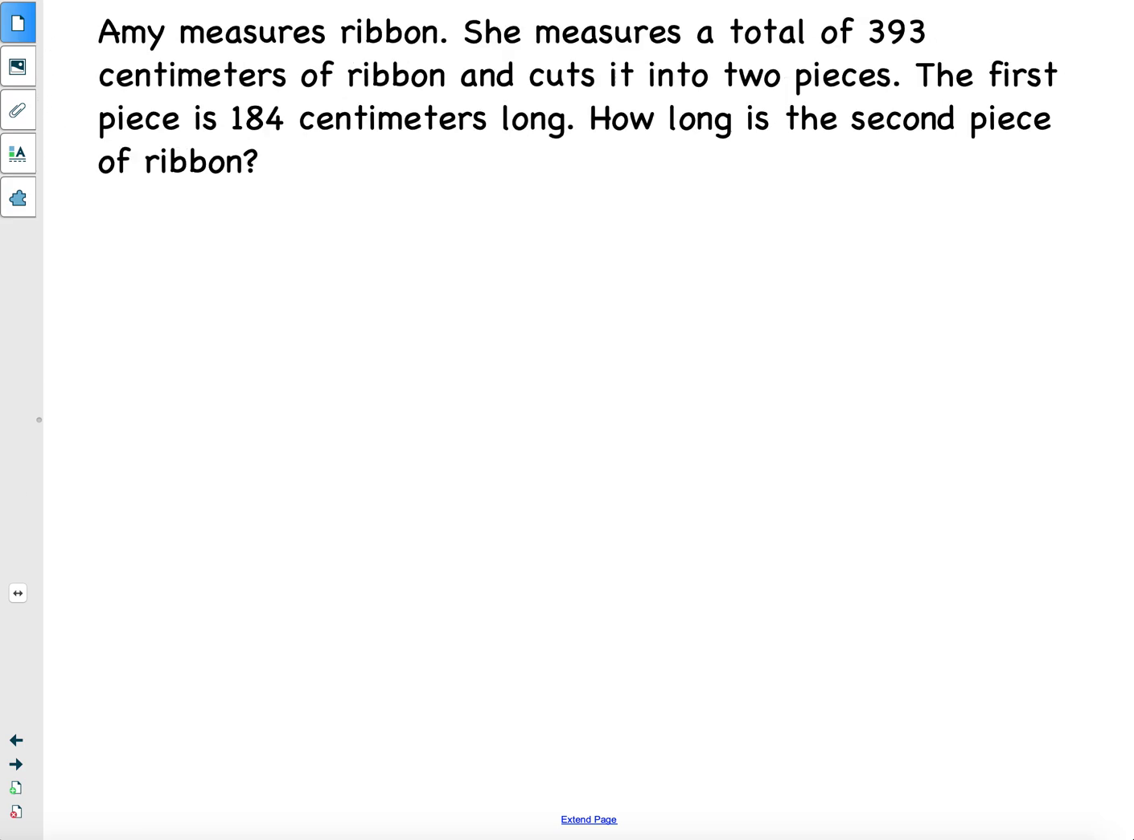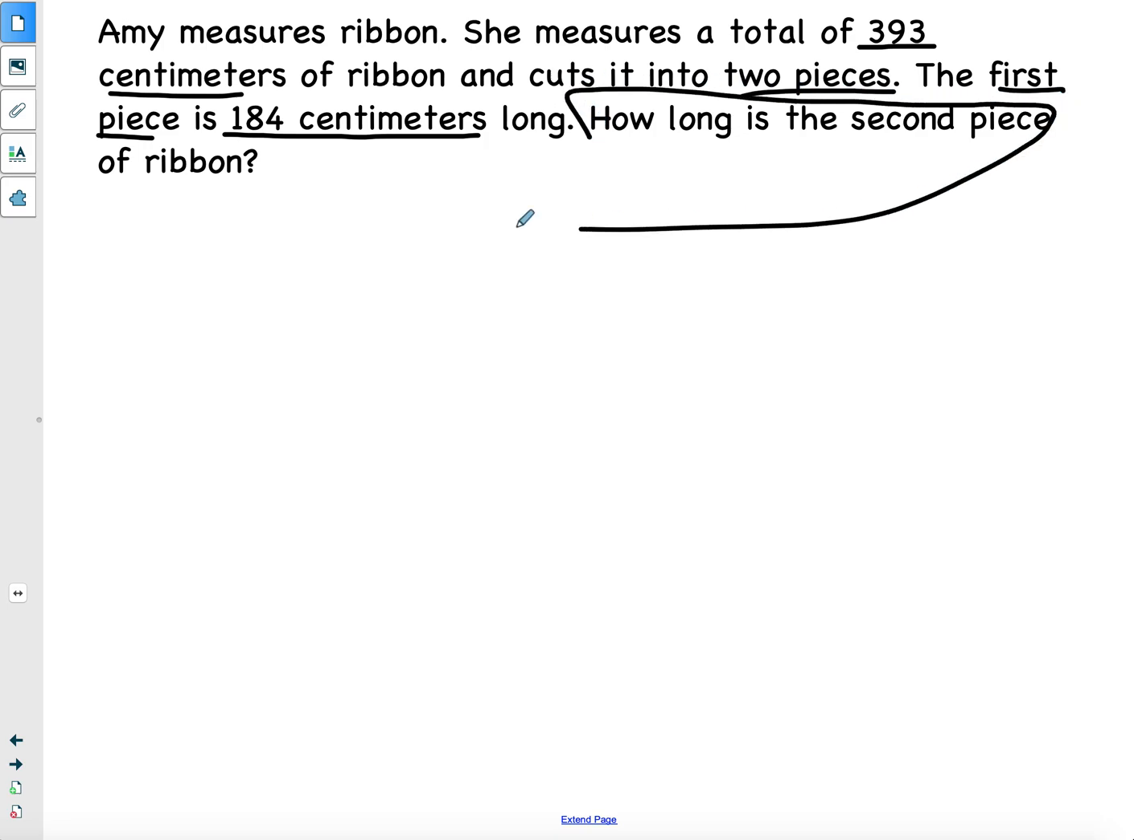All right, so let's look at this last one that you're going to do. First, we're going to read and annotate together, and then you'll do it on your own. Amy measures ribbon. She measures a total of 393 centimeters of ribbon and cuts it into 2 pieces. So all her ribbon together is 393 centimeters, and then she cuts it into 2 pieces. The first piece is 184 centimeters long. How long is the second piece of ribbon?